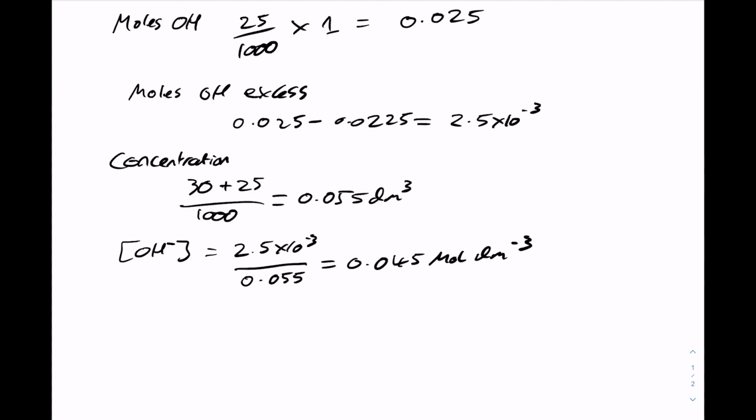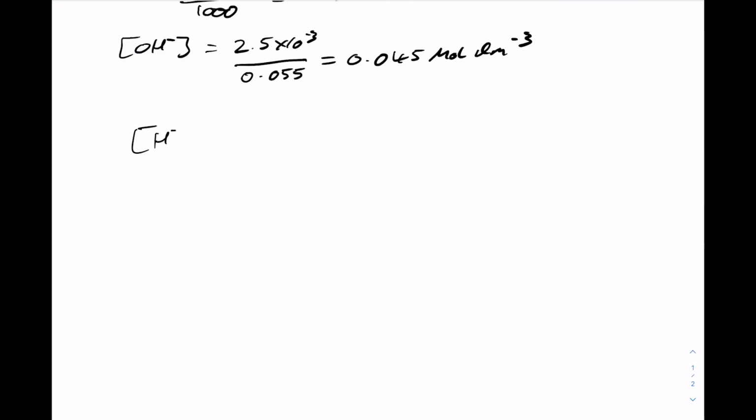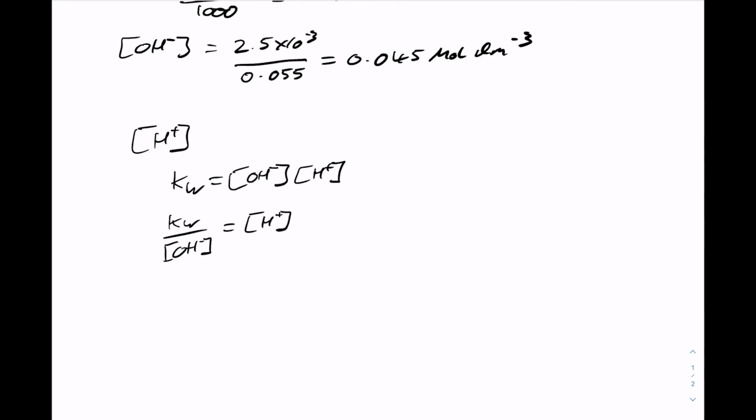So it's worth mentioning here that we don't work out the moles or the concentration of the acid because all that has reacted with the potassium hydroxide, so none of that is left over. So we're now going to work out the concentration of hydrogen ions, and to do that we're going to use the Kw expression. Remember, Kw equals the concentration of hydroxide ions times the concentration of hydrogen ions. So we'll rearrange that, so we've got Kw divided by hydroxide ions, will give us the concentration of hydrogen ions.